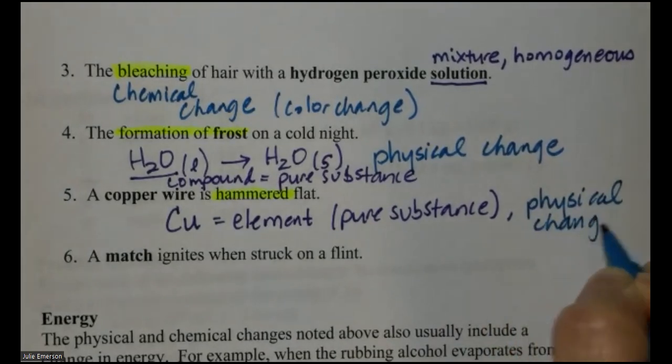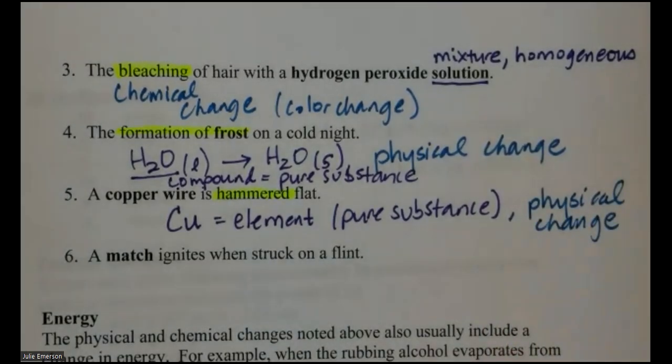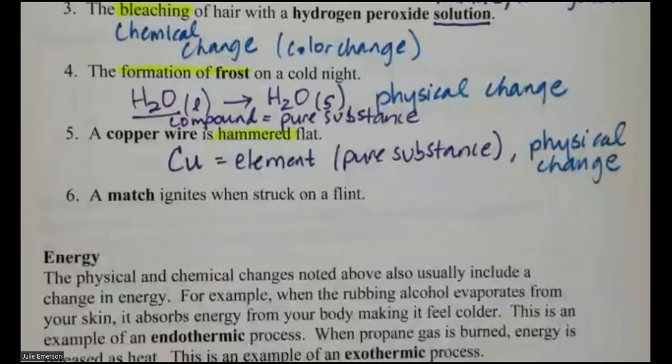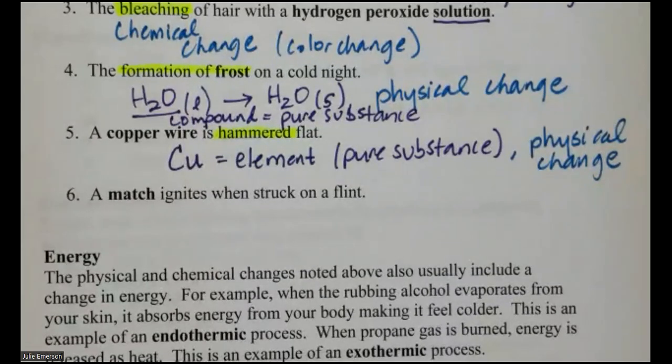So other examples that sometimes books will use for physical change is like folding a sheet of paper, still paper. We've just changed the shape. Cutting the piece of paper, carving wood, like mechanically with a hammer and chisel, right? So those would also just be physical changes. All right. And then we've got a match that ignites when struck with a flint.